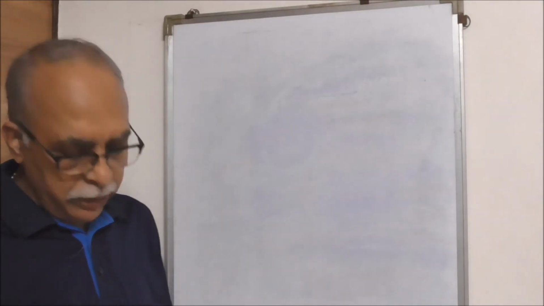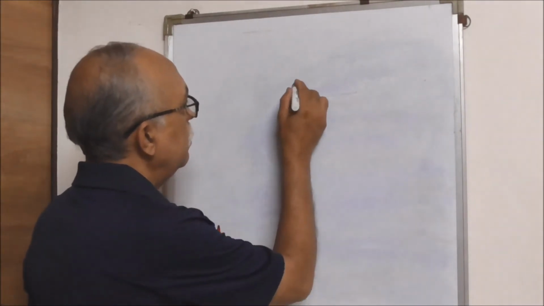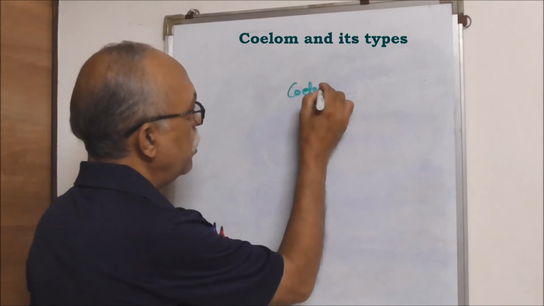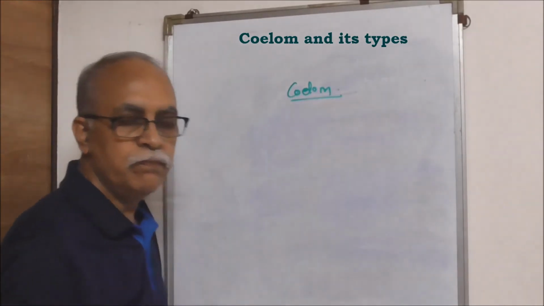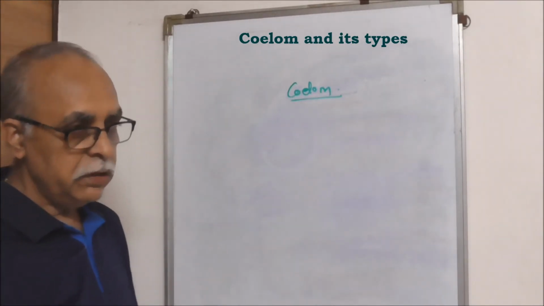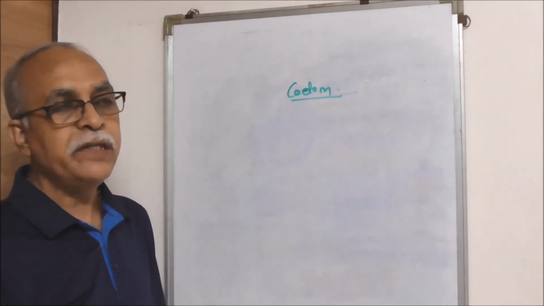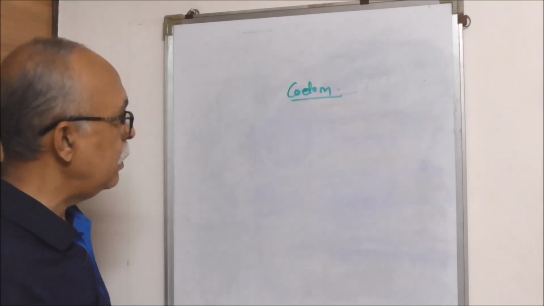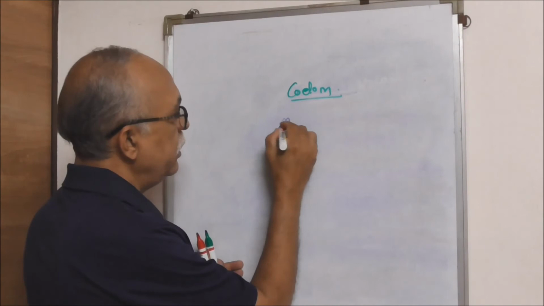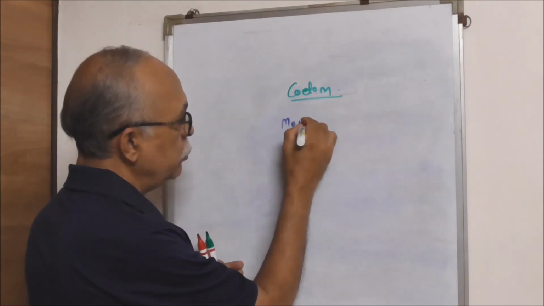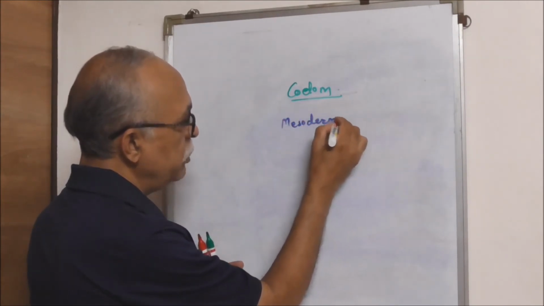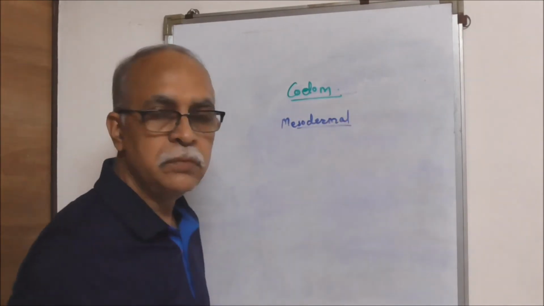Next, what we're going for is something more about coelom. Coelom is the true body cavity. What is true body cavity? True body cavity is the one which originates from mesoderm. So it's called as mesodermal body cavity.